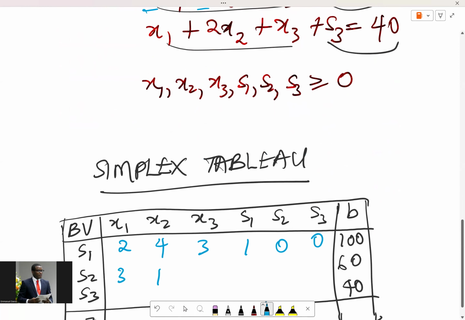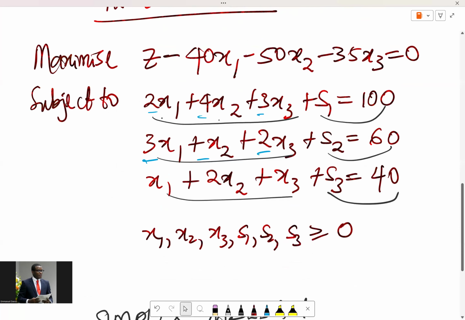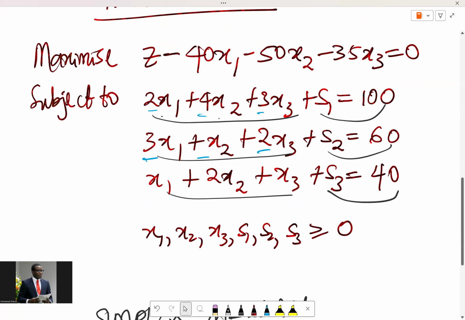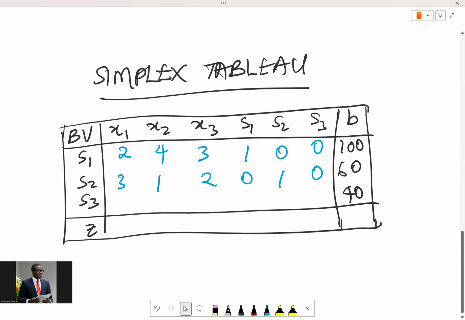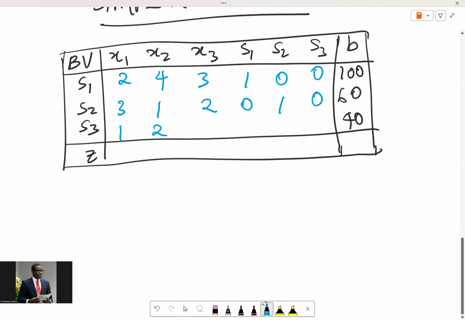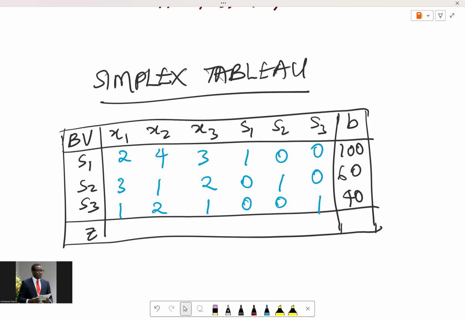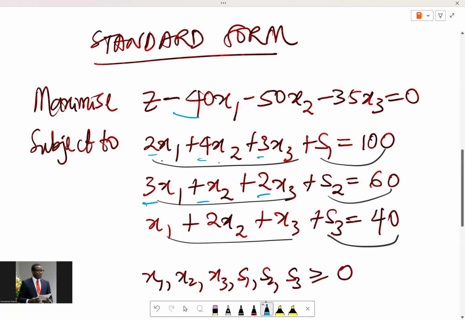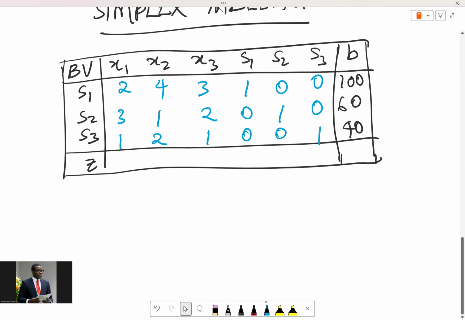So we have 3, 1, 2, 0, 1, 0. S1 is not there, so it's 0. S2 is there, that's 1. S3 is not there, that's 0. Then lastly, the last constraint, we have 1, 2, 1. Then S3 is 1. So we have 1, 2, 1, 0, 0, 1. And then for Z, we have minus 40, minus 50, minus 35, 0, 0, 0, 0.